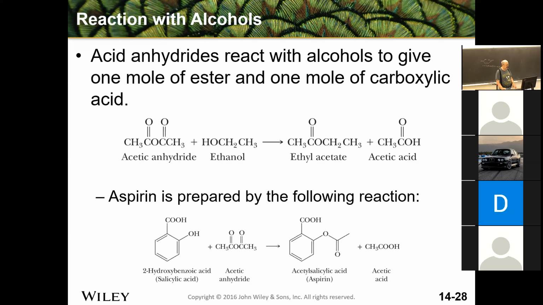Right, here is the reaction involved in the synthesis of aspirin. If we take 2-hydroxybenzoic acid or salicylic acid, and we react it with acetic anhydride, the phenol group gets esterified, and this becomes acetylsalicylic acid. The carboxylic acid takes priority in naming, and then acetic acid is the byproduct. Acetylsalicylic acid is aspirin.